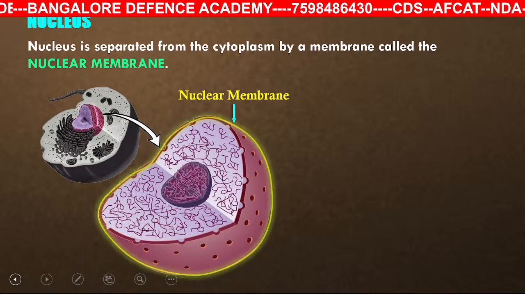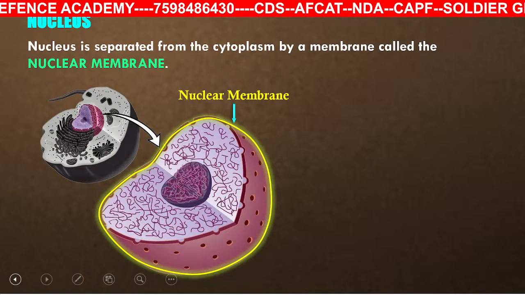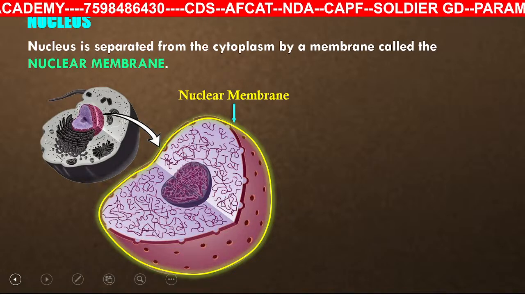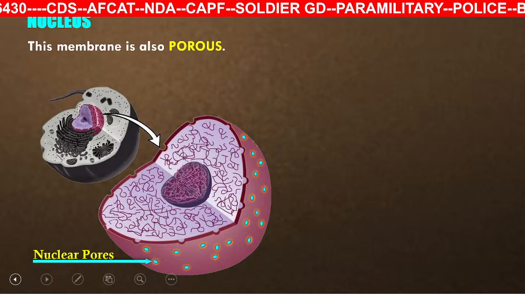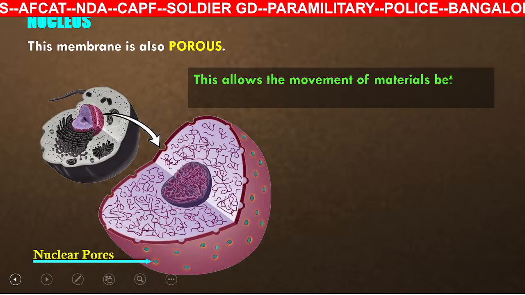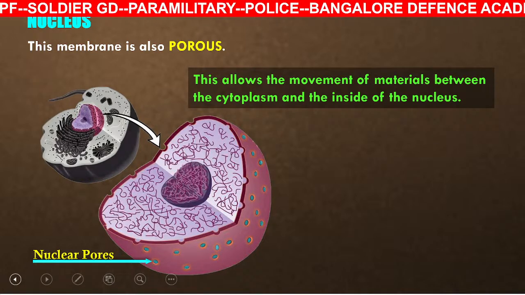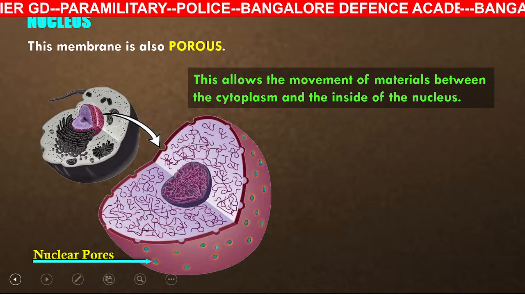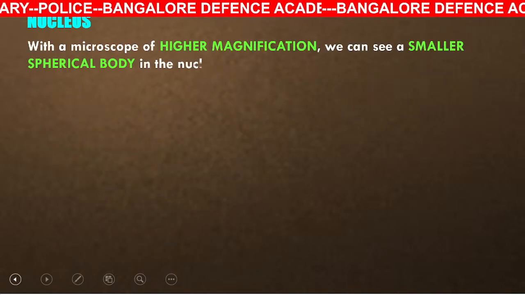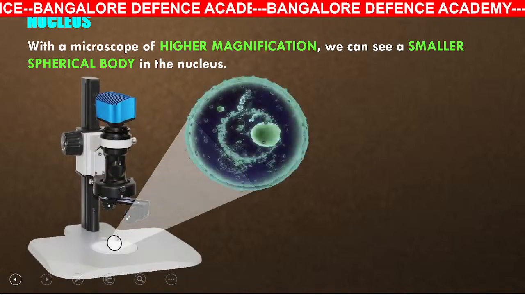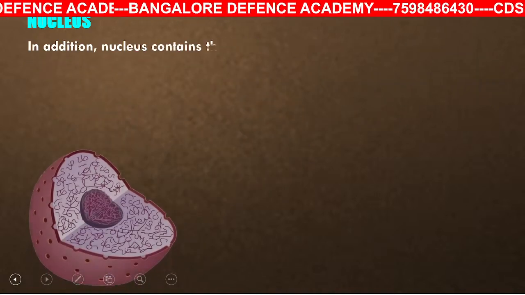The nucleus is separated from the cytoplasm by a membrane called the nuclear membrane. Can you see this pink color area here? This is called the nuclear membrane. Okay, so this membrane is also porous, and these blue dots are called pores. Okay, this allows the movement of materials between the cytoplasm and inside of the nucleus. So with a microscope you can see it in detail. It is called the nucleolus.